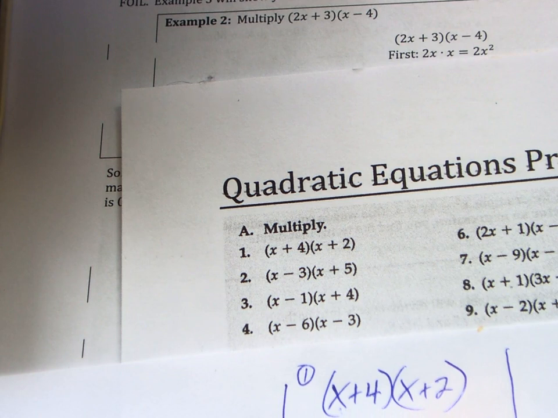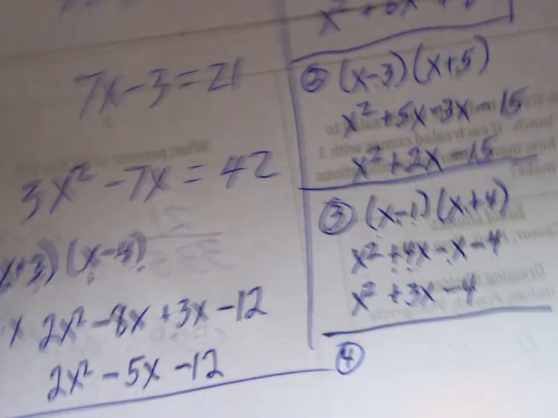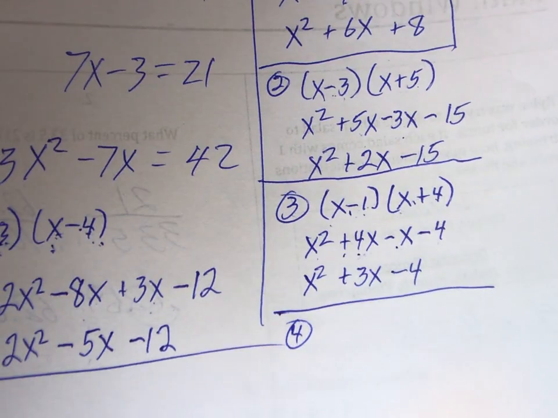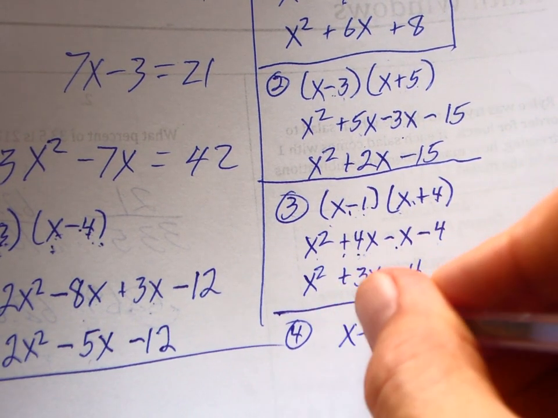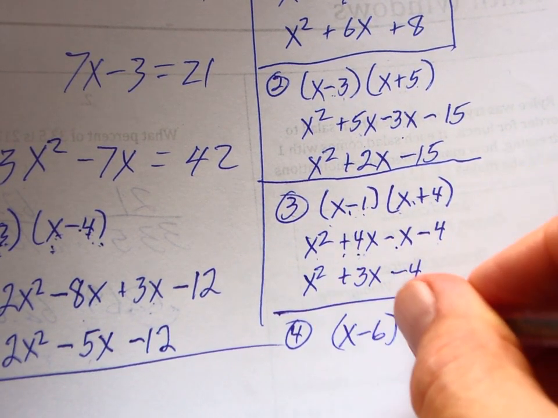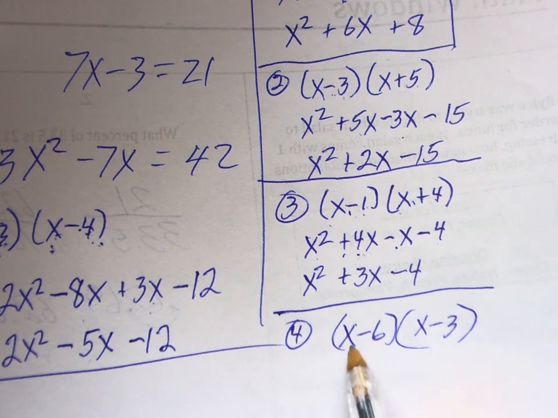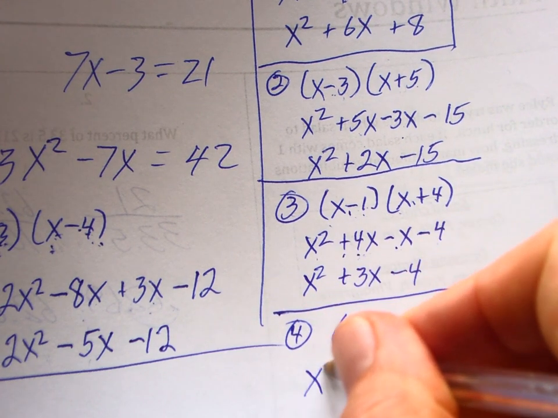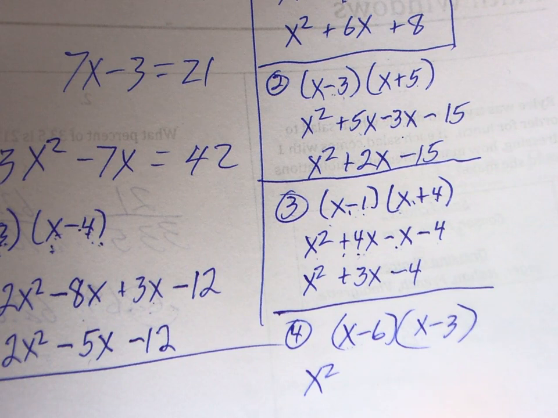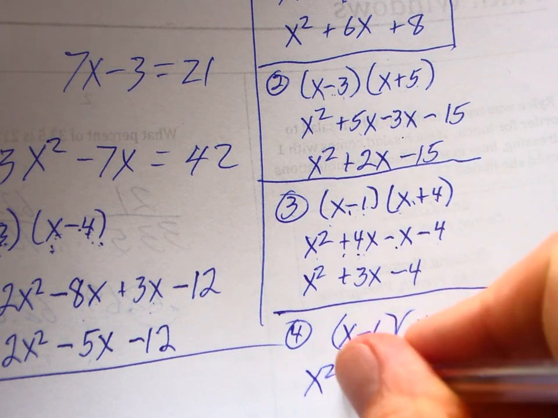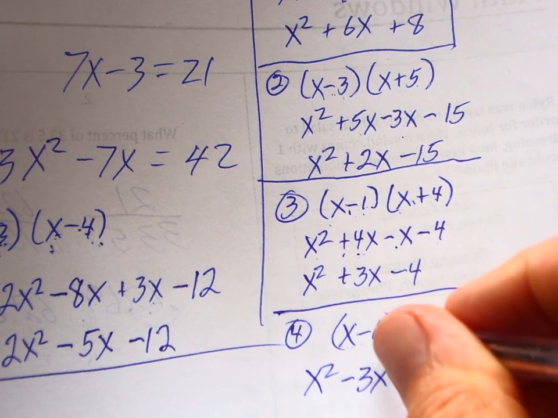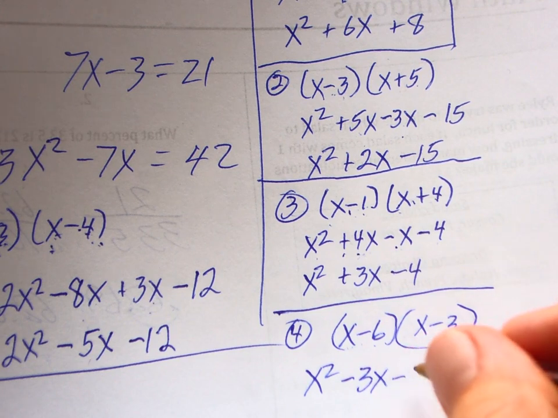Okay, number 4. X minus 6 times x minus 3. So again, I start with the first term times the first term, x times x, x squared. These have all been easy because it's always an x and an x. Okay, but these could have a number in front of them. They haven't, so we're just doing 1x times 1x. X times minus 3 is minus 3x. Minus 6 times x, minus 6x.